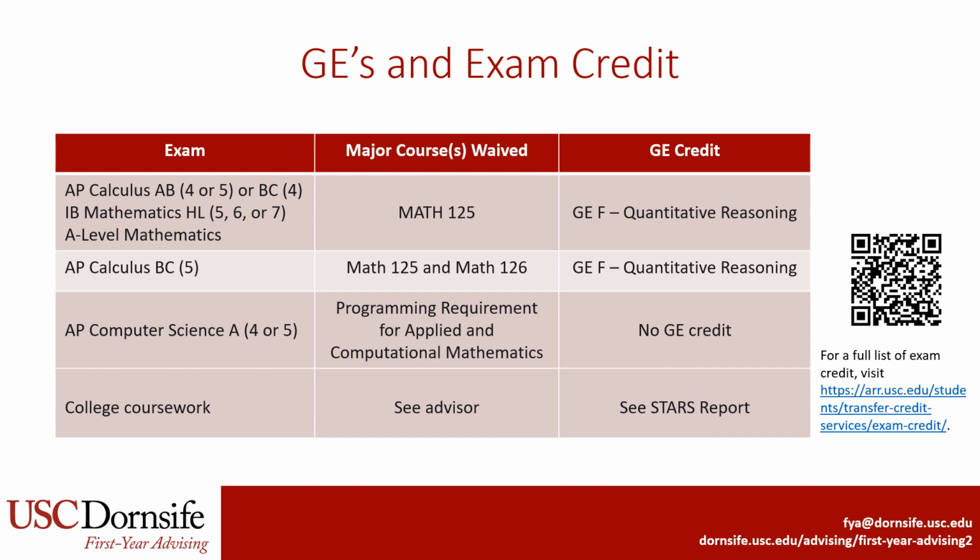Applied math majors with AP Computer Science A credit, so a score of 4 or 5, will satisfy the programming requirement for the major. If students have completed math or science courses at a college while they were in high school, they should please let their advisor know so that the advisor can assist with enrollment in the proper math course.